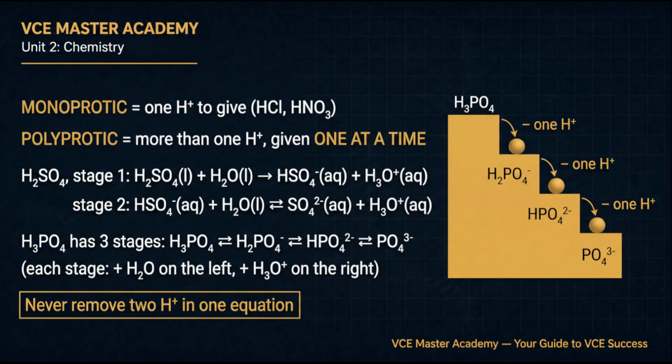Phosphoric acid, H3PO4, has 3 protons, so 3 stages. Look at the staircase on the right. Each step down, the acid loses exactly 1 H+, and the charge drops exactly 1 step, 3- at the bottom. Every stage follows the same pattern. Water on the left, hydronium on the right. So here's the locked rule. 1 equation, 1 proton. Write H2SO4, losing both protons in a single equation, and you lose the marks. 1 ball at a time, always.